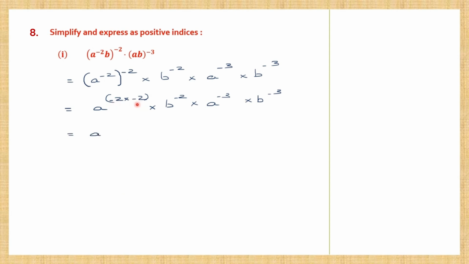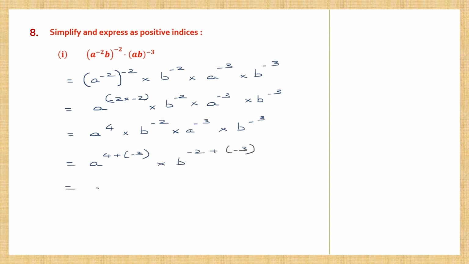Minus into minus is plus. 2 into 2 is 4. So this is a to the power of 4 into b to the power of minus 2 into a to the power of minus 3 into b to the power of minus 3. Now, if base is the same, we can add the powers. So here we have a and a, the base is the same, so we can add up the powers. So that will be a to the power of 4 plus minus 3. Similarly, we can do that with b also into b to the power of minus 2 plus minus 3.